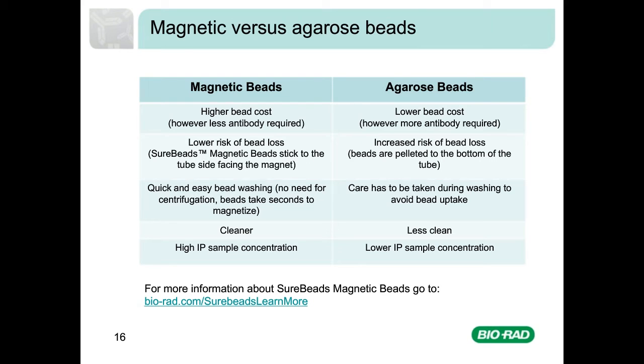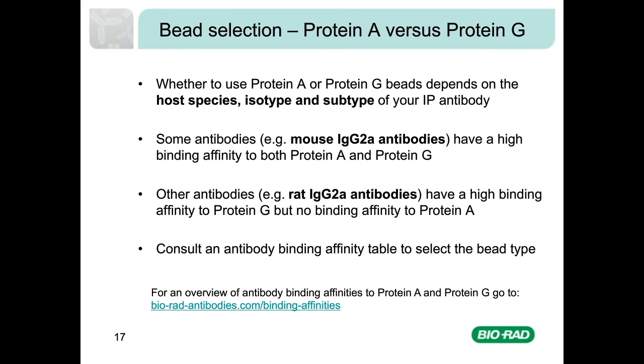Another important criterion to bear in mind when choosing your bead type is the binding affinity of your IP antibody to protein A and protein G. Both magnetic and agarose beads tend to be offered in both formats, allowing you to pick the best option for your respective antibody. The choice depends on host species, isotype, and subtype of your IP antibody. For some mouse IgG subtypes, such as mouse IgG2A, you can use protein A or protein G beads, as mouse IgG2A antibodies bind equally well to both protein A and protein G.